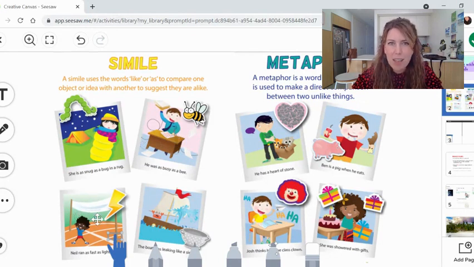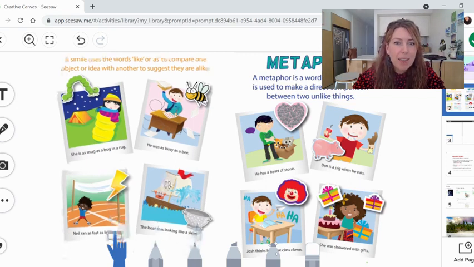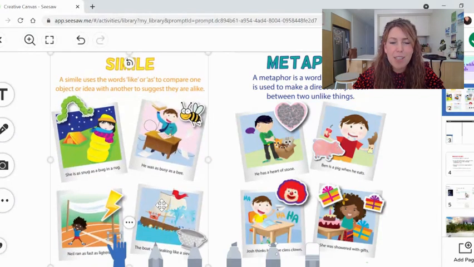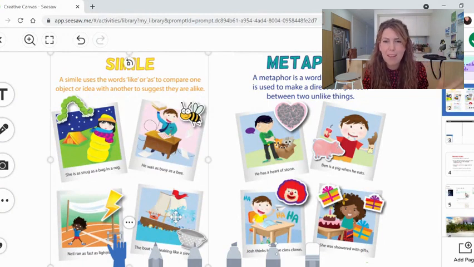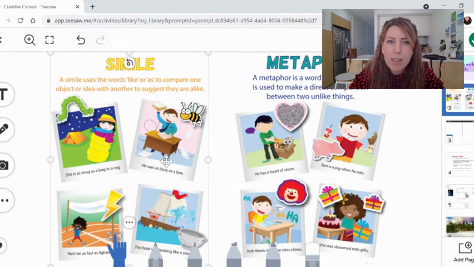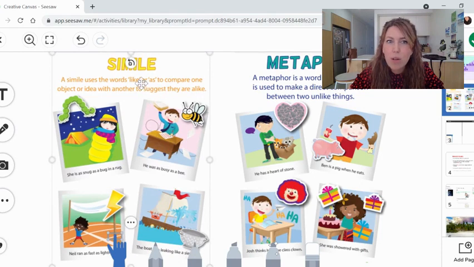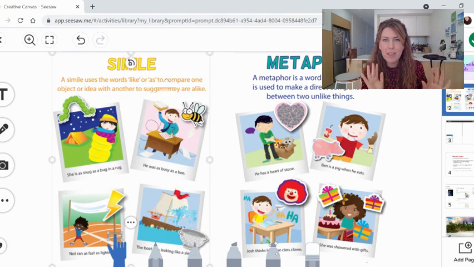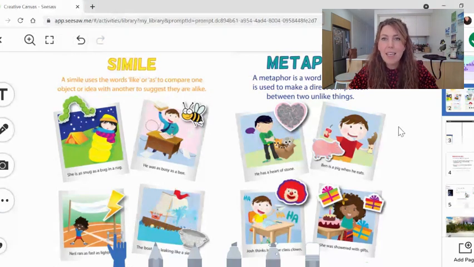Neil ran as fast as lightning. By comparing how fast the boy runs to lightning, you're trying to tell the person who's reading it that the boy was really fast. And the boat was leaking like a sieve. So you're trying to suggest that it had lots of holes in it, comparing the boat and the sieve. So the way to spot a simile is to look for the words like or as, and that's how they'll compare the two things.